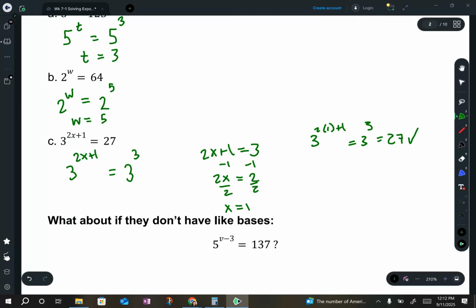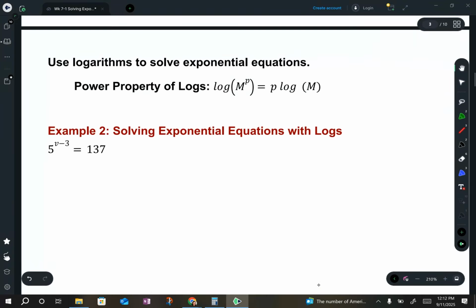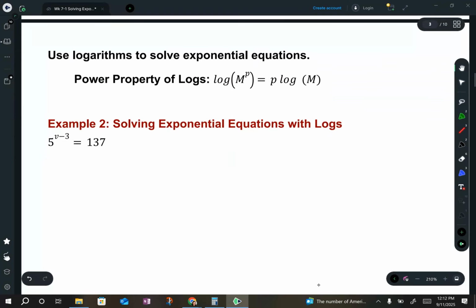But what happens if you don't? Like 5 to the v minus 3 equals 137. 137 is not a power of 5, so we can't use this method to solve that type of equation. So the way we solve those equations is we rely on the power property of logs, which we learned in an earlier video.